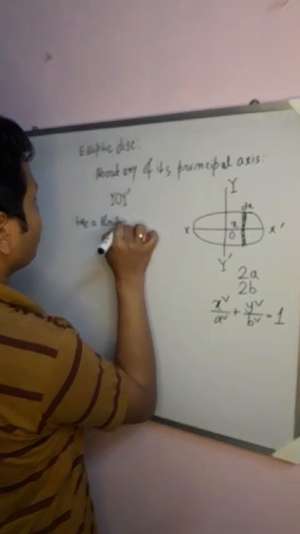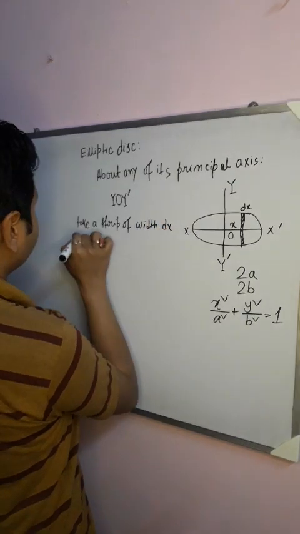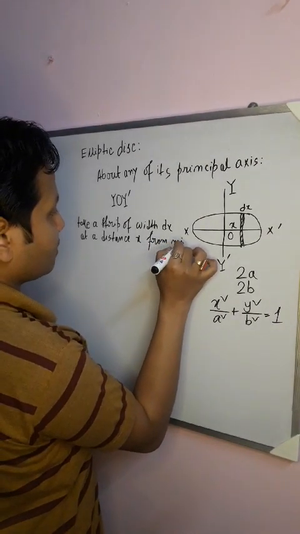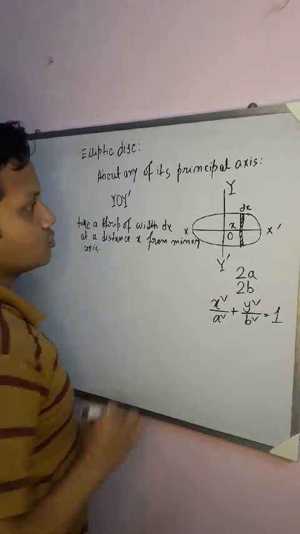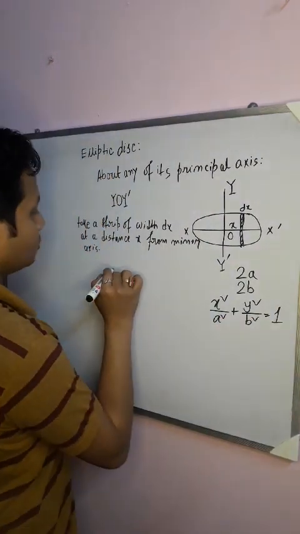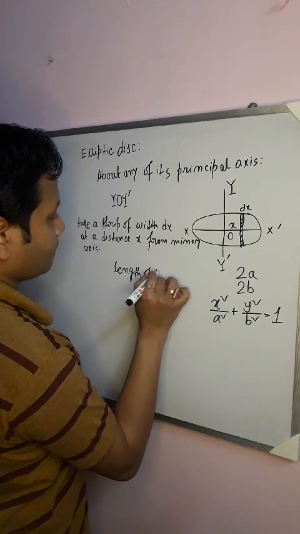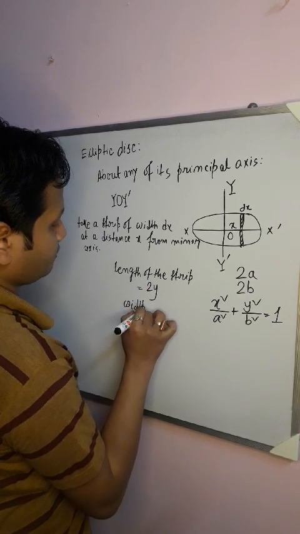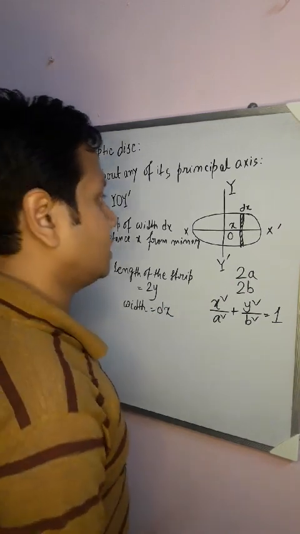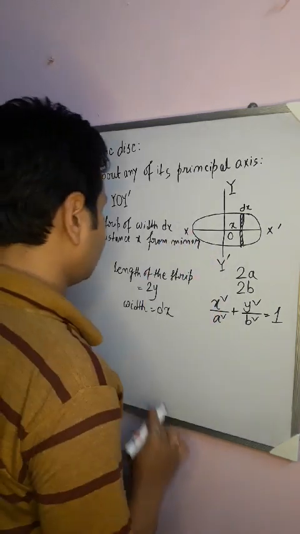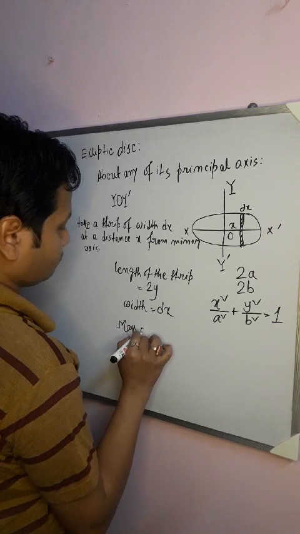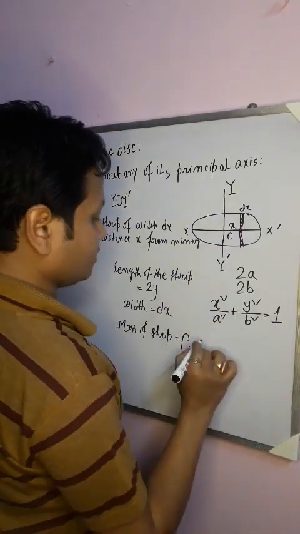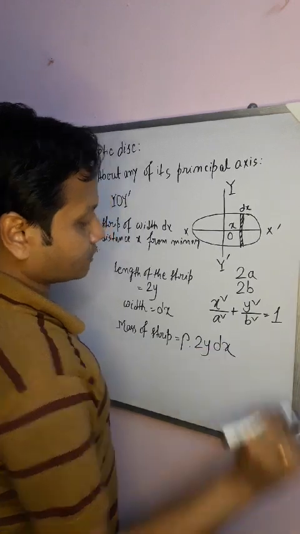Take a strip of width dx at a distance x from the minor axis. So the length of the strip is 2y and the width is dx. Fine. So if rho is the mass per unit area, what will be the mass of the strip? Rho is the mass per unit area, so what will be the area? Length into breadth or width, that is 2y into dx.